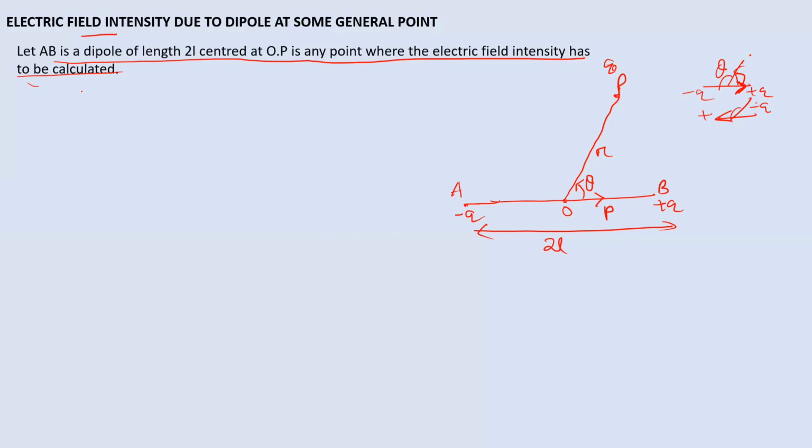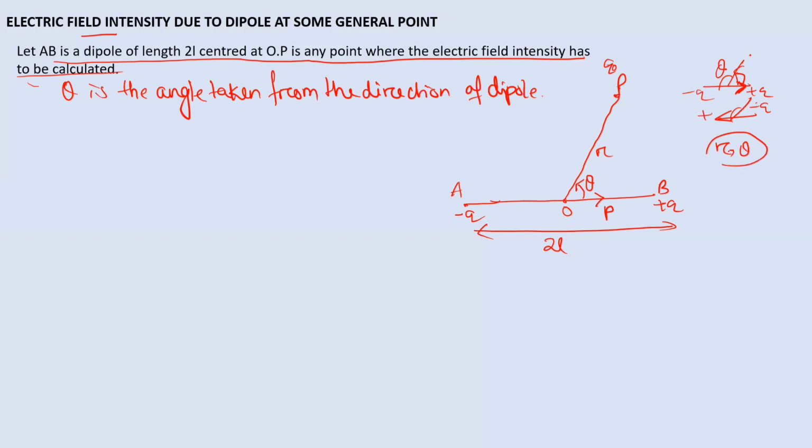Clear? So I'm writing it here that theta is the angle taken from the direction of dipole. Clear? Now we can see here R and theta. These are two coordinates, right? And we know these coordinates are the polar coordinates. Okay. So what we will do is we will use the polar coordinates to find the electric field intensity at some general point. Okay. Due to a dipole.